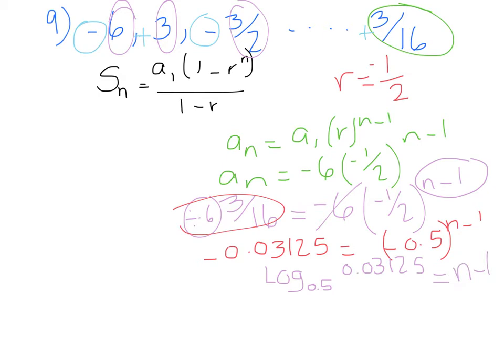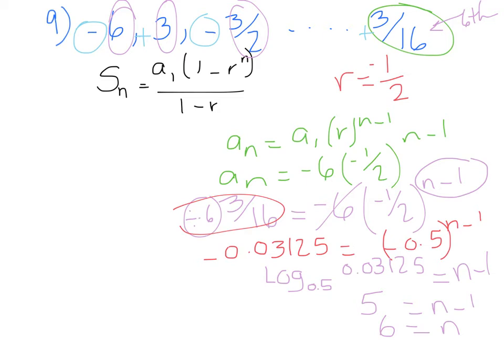If you calculate that, you should get n minus 1 equals 5. Then I add the 1, so I get n equals 6. So I have 6 terms. That's the 6th term. So we have 6 terms, we have r, we have a.